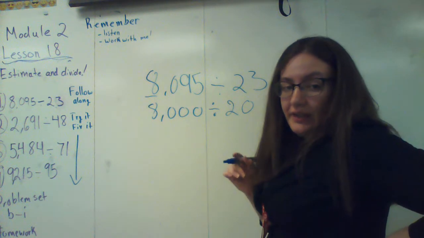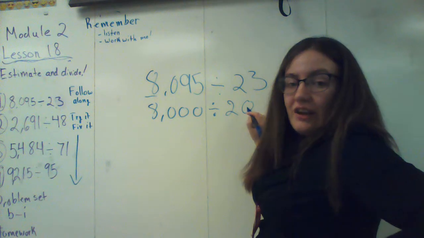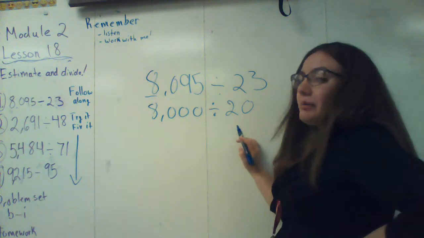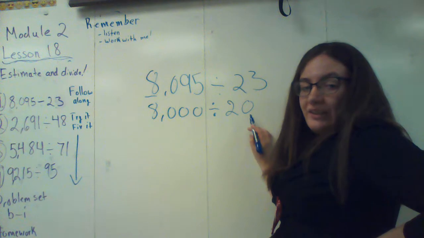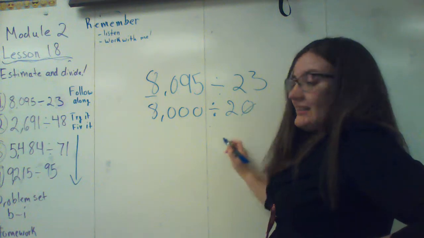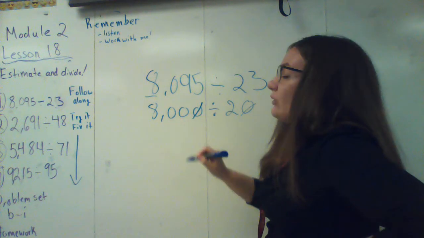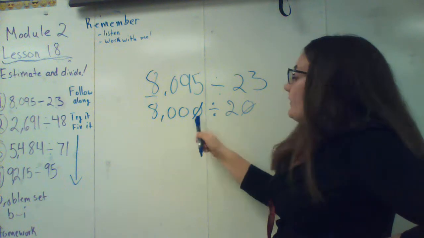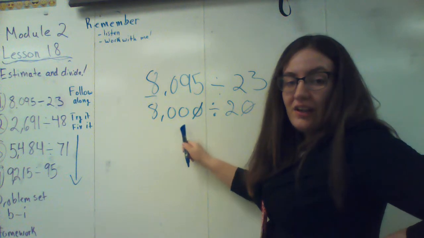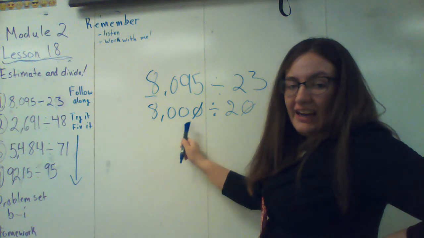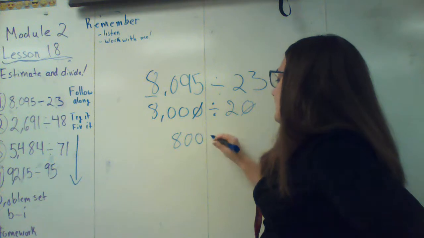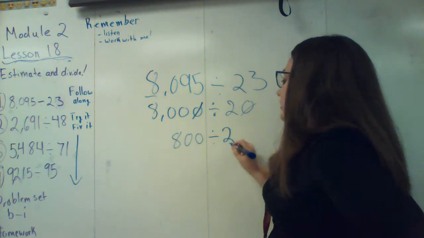Just like last week, if it helps you, you could cross off the zeros and then solve from there. So if I have 8,000 divided by 20, I have 1 zero on this side, so I'm going to cross out that zero, and I'm going to cross off 1 zero over there. So I used 1 zero, so I can cross off 1 zero. The number I have left is 800, so I'm going to do 800 divided by 2.